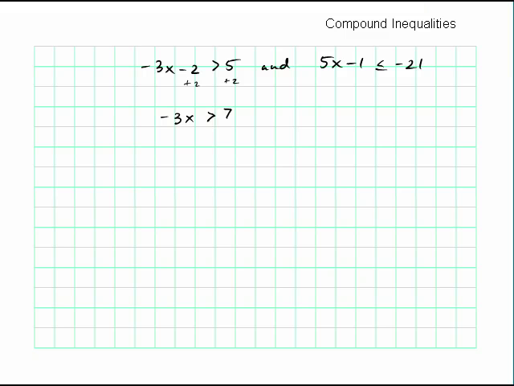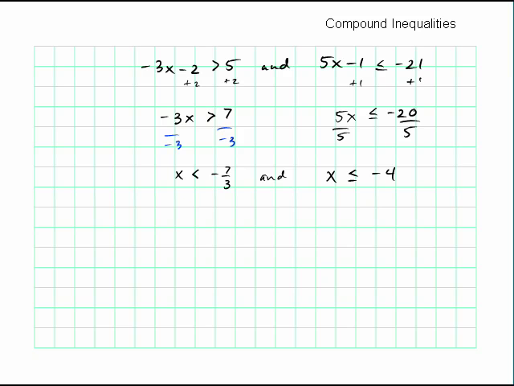Dividing both sides by negative 3. Have to remember to switch the sign, if you recall. I just divided both sides by a negative number, so this is x less than negative 7/3. Now over on this side, add 1. 5x is less than or equal to negative 20. Divide both sides by a positive 5. Don't switch the sign there. x is less than or equal to negative 4.